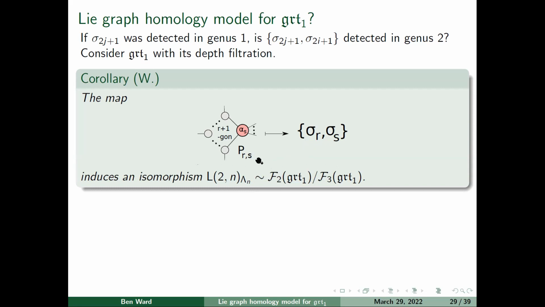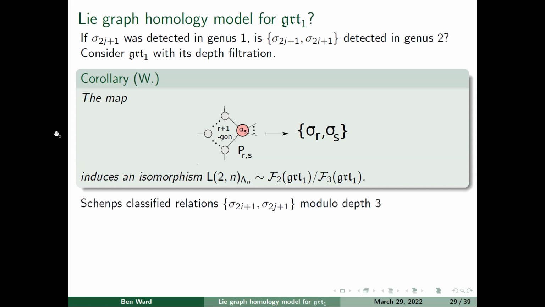Now remember, I told you that PRS was homologous to PSR. So in homology, the order here doesn't matter. But right here, I have R less than S, just for convention. Okay, so that lives in depth 2. I can mod out by depth 3. And if I do that, it induces an isomorphism. That's sort of an immediate corollary of the above computation.